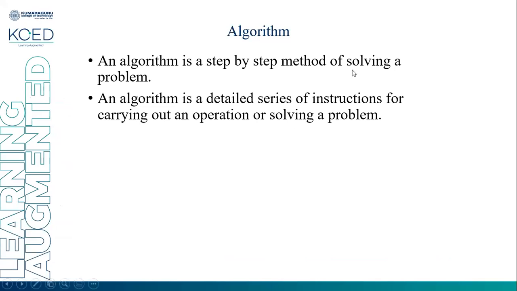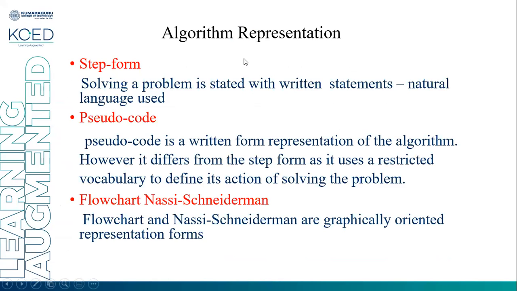An algorithm is a step-by-step method of solving a problem. An algorithm is a detailed series of instructions for carrying out an operation or solving a problem. Algorithm representation: the first one is step form. Solving a problem is stated with a written statement, and natural language is used in the step form.